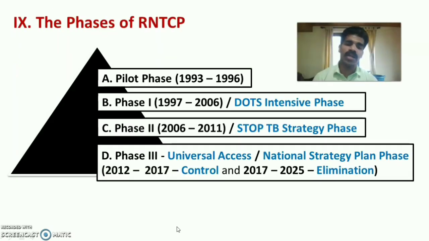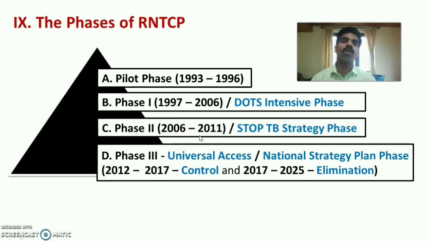So the phases of RNTCP. Phases are already explained in the Part 1 video. There are mainly 3 phases, including the pilot phase that was started in 1993 to 1996, which we have already explained in the first part of the video. Then second is phase 1 of RNTCP, the period between 1997 to 2006. Phase 1 is also known as the DOTS intensive phase. Then phase 2 of RNTCP, the period between 2006 and 2011.